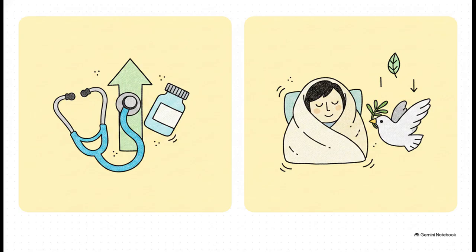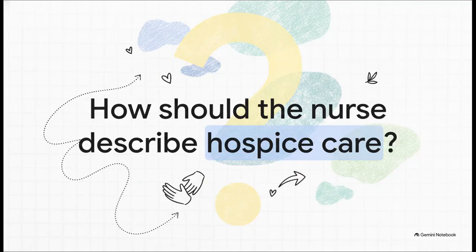Hospice care, however, means there is no further curative treatment, and it specifically requires a life expectancy of 6 months or less. Hospice is entirely about easing distress and living fully and comfortably until the end. You absolutely have to know this distinction cold. Let's test that out right now.